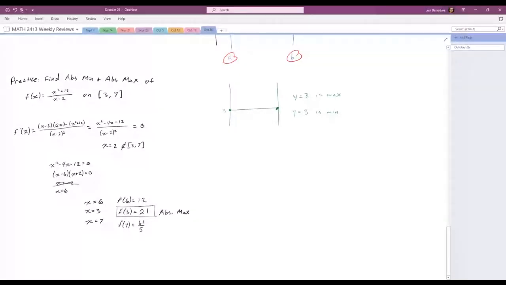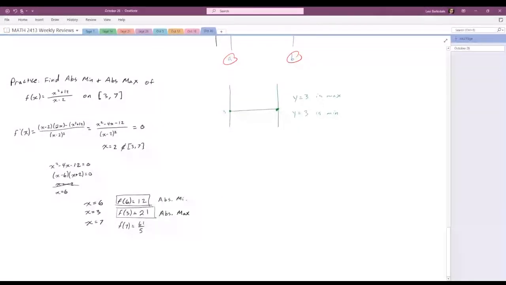And similarly, I can look and see that 12 is actually my absolute minimum because I know that 12 is the same as 60 over 5, and that's smaller than 61 over 5. And I could even represent this in coordinate pair form if I wanted to.